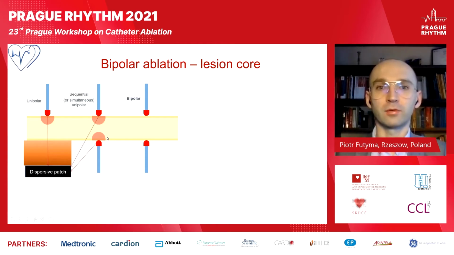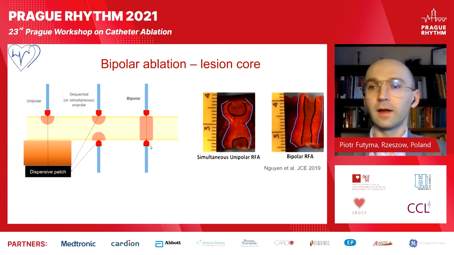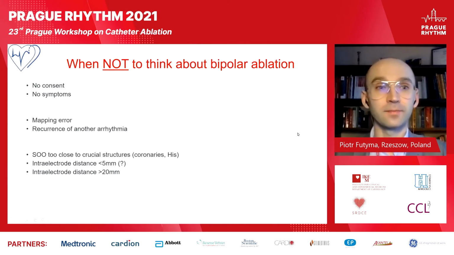With true bipolar approach, the ablation current goes from the tip of one catheter to another, and this results not only with a transmural lesion, but also it generates a more concentric, more cylindric shape of the delivered lesion. So this can result in less collateral damage.